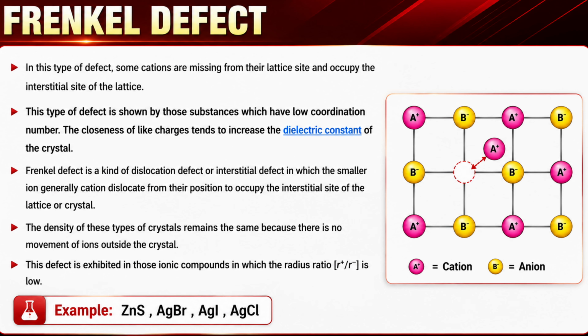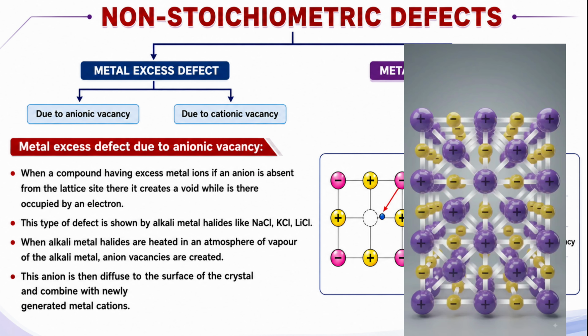The density of this type of crystal remains the same because there is no movement of ions outside the crystal. Frenkel defect is exhibited in those ionic compounds in which the radius ratio is low. Examples of Frenkel defects are zinc sulfide, silver bromide, silver iodide, and silver chloride. Note that AgBr shows both Frenkel and Schottky defects. Now move on to the non-stoichiometric defect.